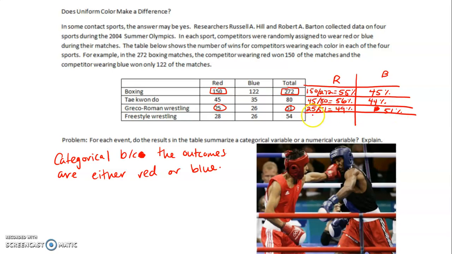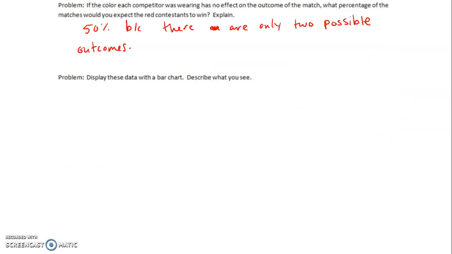And then freestyle wrestling, red won 28 out of 54, which is 28 divided by 54. We get about 52%. And that means blue won 48%. So now that I've got my percentages for each fighter, red and blue, in each of the matches, I can start making my bar chart.